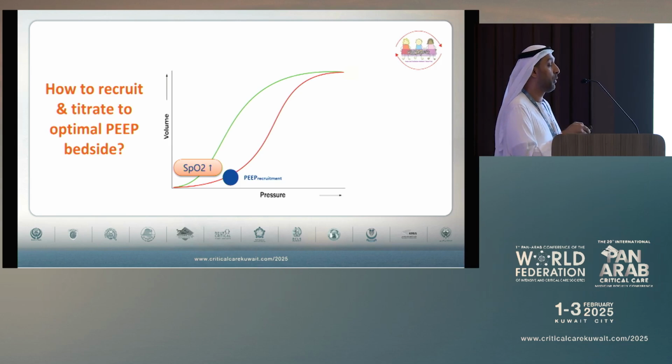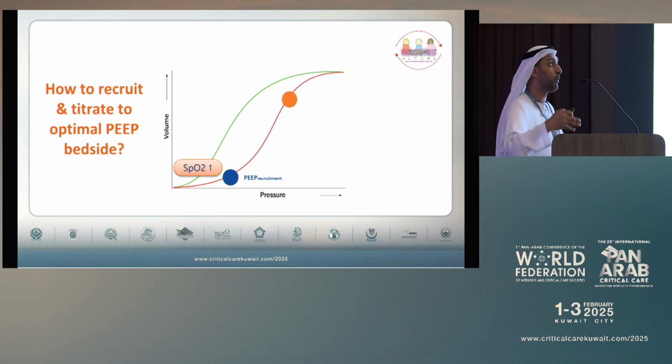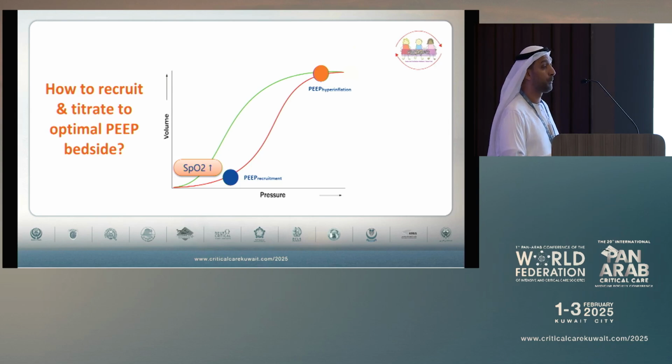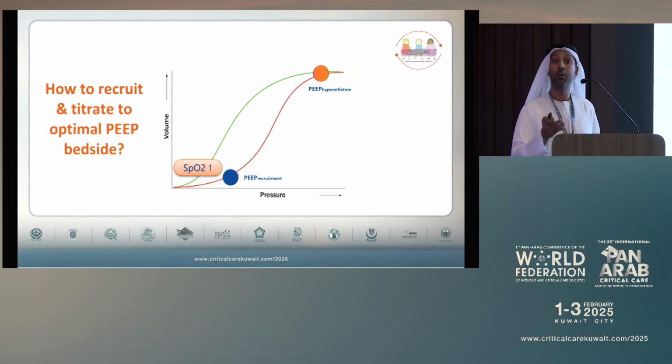Okay, next we need to know the PEEP of hyperinflation. So we keep increasing the PEEP every 5 minutes, watching the saturation. The saturation keeps improving until we hit a point where saturation no longer improves, or blood pressure comes down, or compliance gets worse. That's called PEEP hyperinflation. Now we need to come back down the deflation limb to see when the lung will de-recruit.